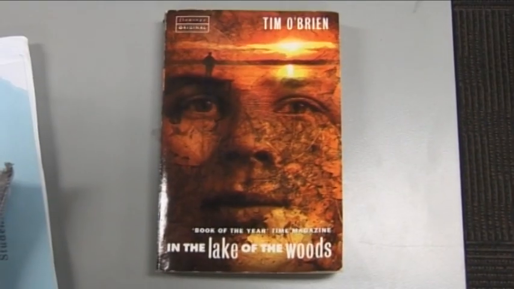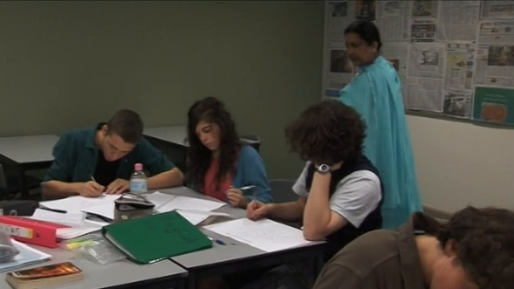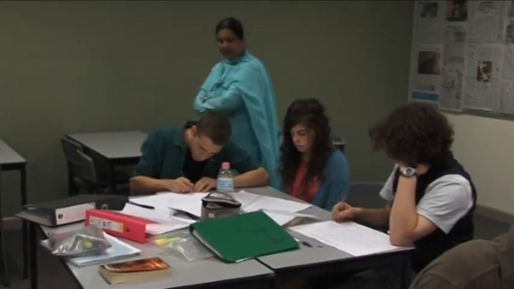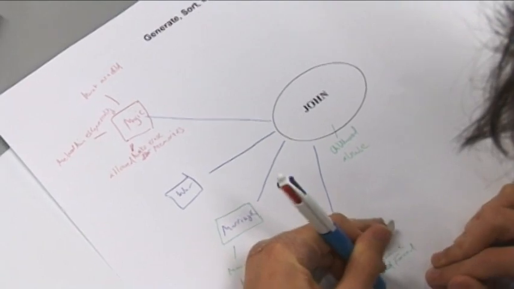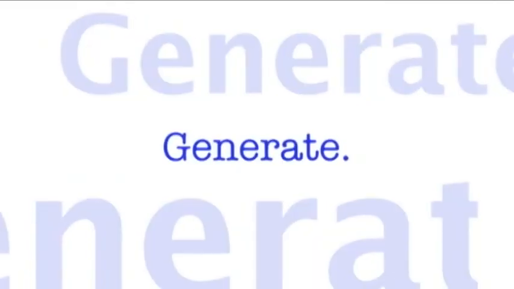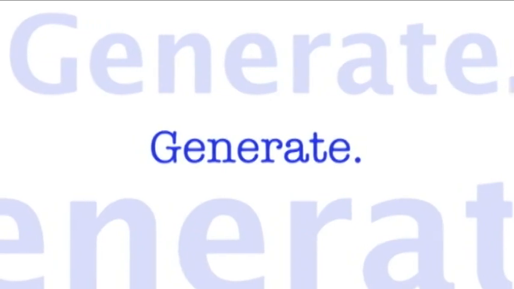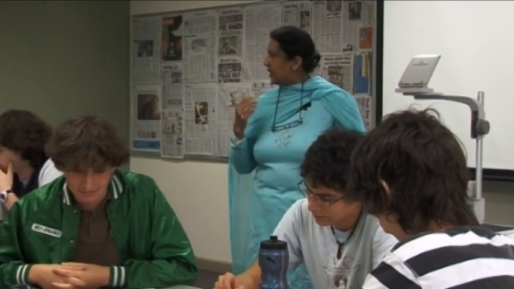We're actually exploring In the Lake of the Woods by Tim O'Brien, and this is beautifully structured. So today in class, I will be asking the students to create a concept map where I am hoping that they will explore John's past and begin to draw connections between his past and his present, to be able to identify those factors and those influences in his past that have made him the individual he is today.